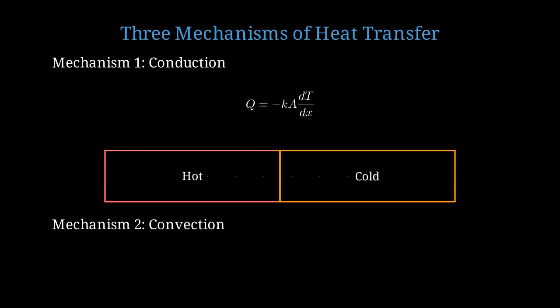Convection is heat transfer through fluid motion. When air or liquid moves, it carries thermal energy with it. This is why wind makes you feel colder on a cold day. Radiation is heat transfer through electromagnetic waves. All objects emit infrared radiation proportional to their temperature. This is how the sun warms the Earth across the vacuum of space.